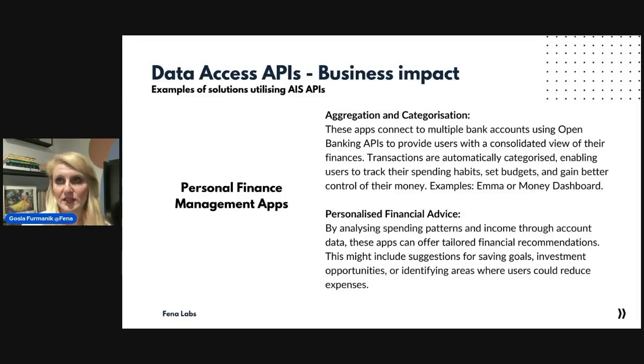So as you can imagine, you can get your incoming transactions from different bank accounts you hold, being current account, savings account, credit cards, all together in one place. And then you can categorize your spending or your income, and you get a good overview of your financial situation. In the UK, I think there are two main applications utilizing open banking for this use case, and they are Emma and Money Dashboard, worth checking them out.